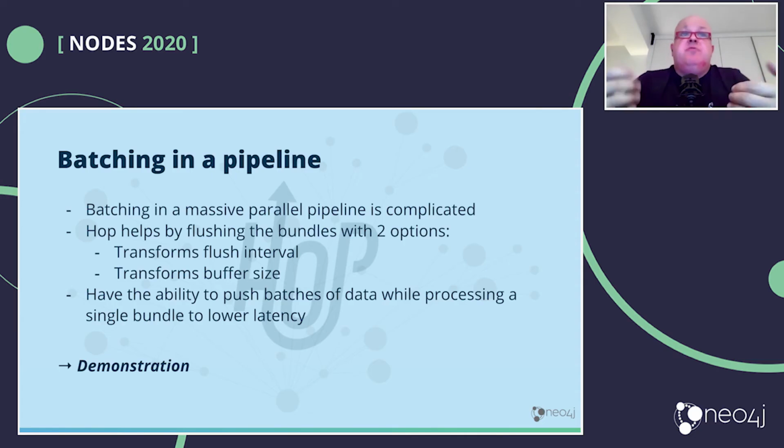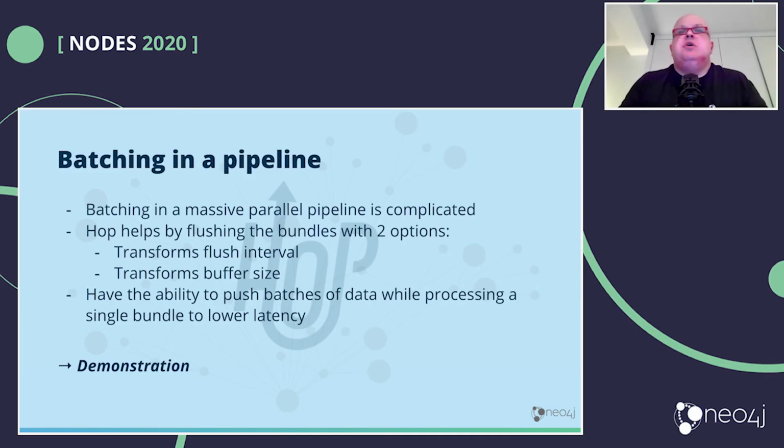Then obviously Neo4j likes to get data in batches as well, so that one also has an influence on the performance. So if you have lots of data coming in, you might want to make the transactions, the records that you send through the unwind statement that I showed you earlier, a little bit larger, right? However, large transactions increase the throughput. They also increase the latency. So keep that in mind. Batching in a massively parallel pipeline is complicated.